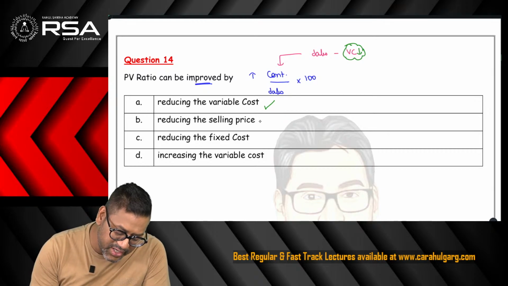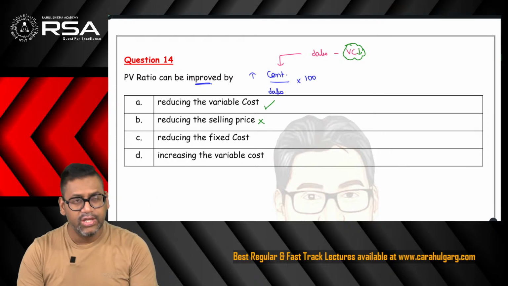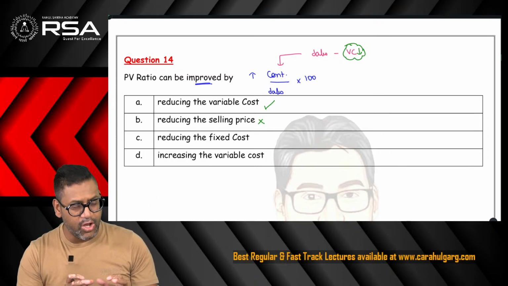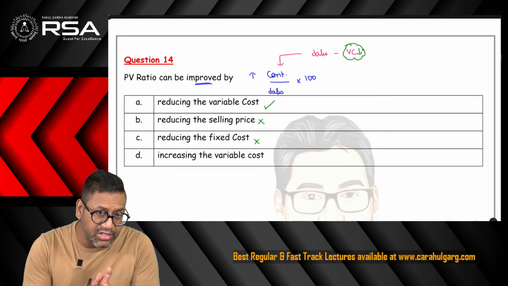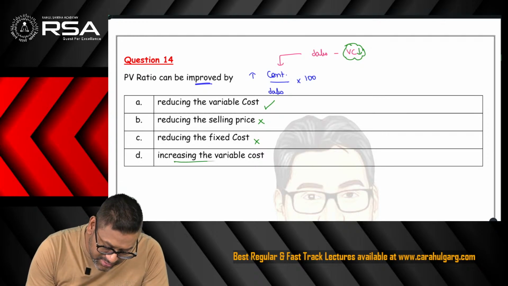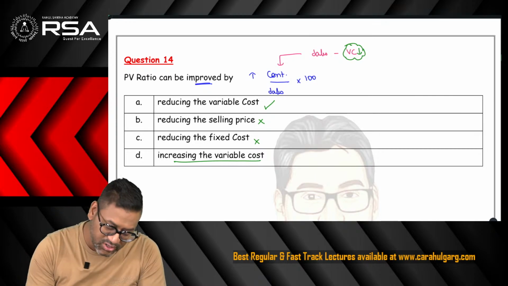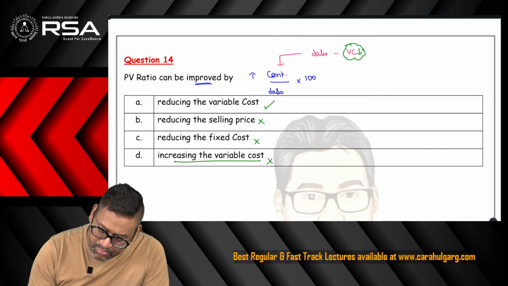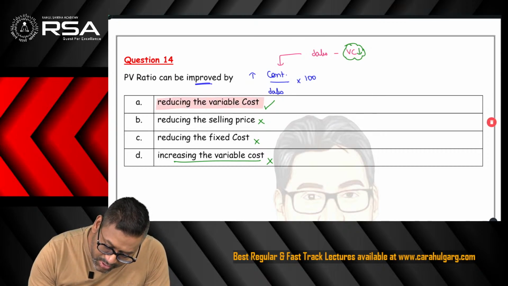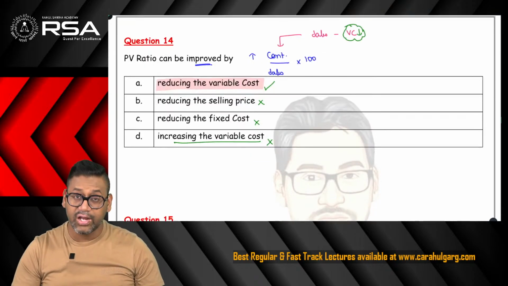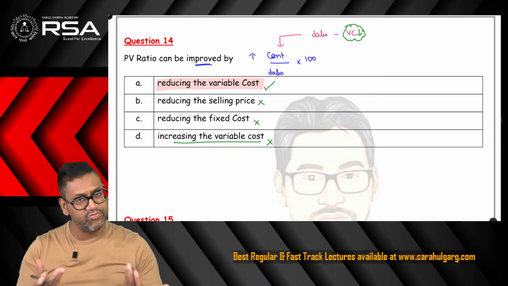Second says reducing the selling price. No, if you reduce your selling price, your contribution will also fall. Reducing the fixed cost. When we say how can we improve the PV ratio, the fixed cost is irrelevant because it doesn't enter into the calculation of PV ratio. Increasing the variable cost. No, if you increase your variable cost, your PV ratio will not improve, it will decrease further. So this is again the wrong option. The correct option being the option number A, that is reducing the variable cost. This is the correct option. If you reduce your variable cost, your contribution shall increase, and when contribution increases, obviously your PV ratio shall improve.